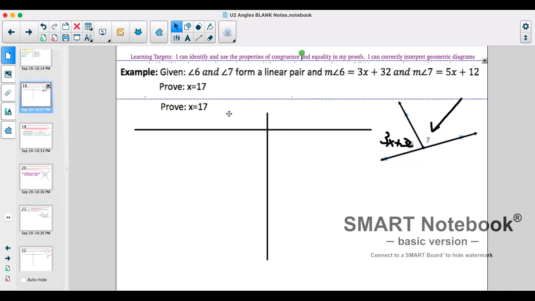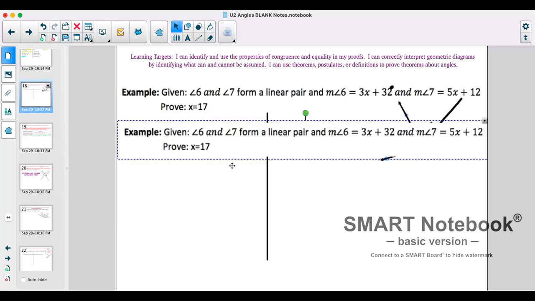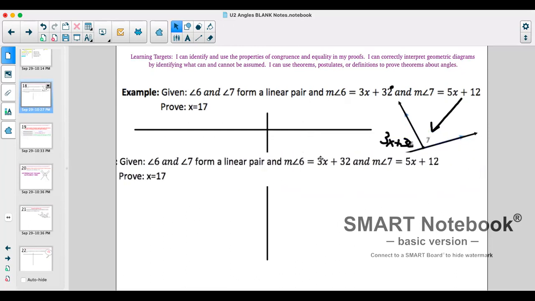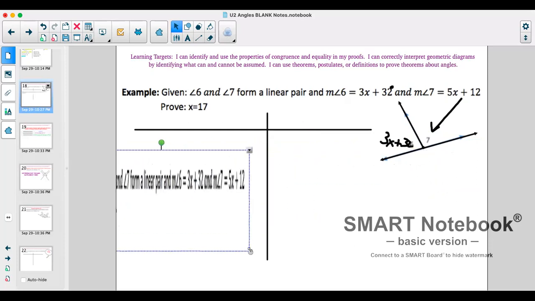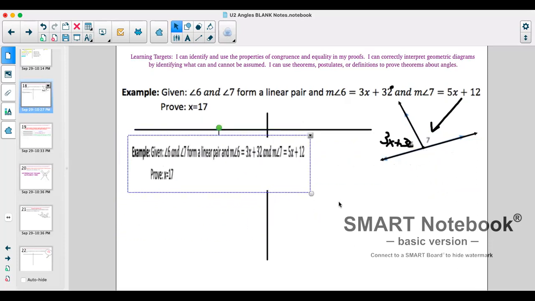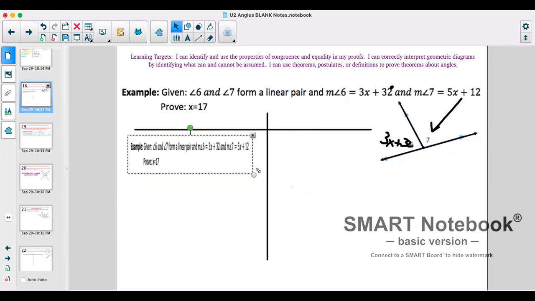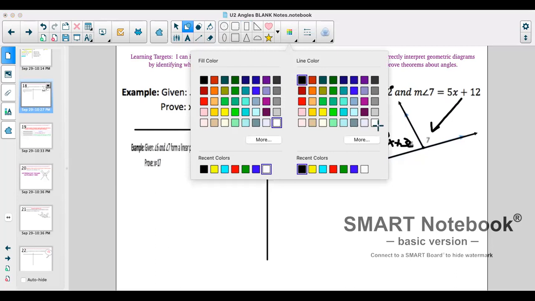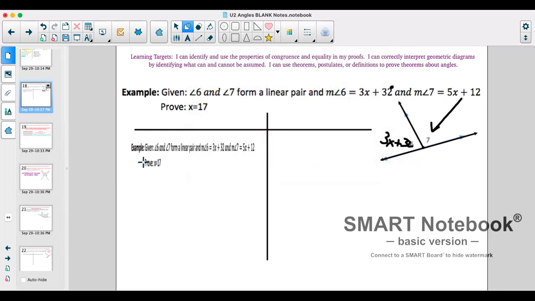I'm just going to copy and paste that down again. Now, obviously you would want to write it so that you can read it. I'm just trying to save myself a little bit of time and allow you a few seconds to write it down yourselves. We don't need the proof statement there. We just need what's given to us.